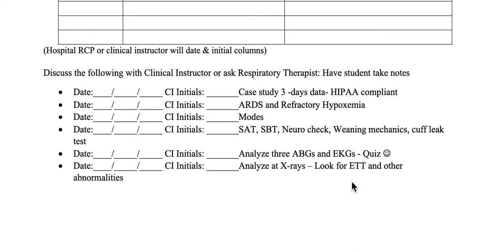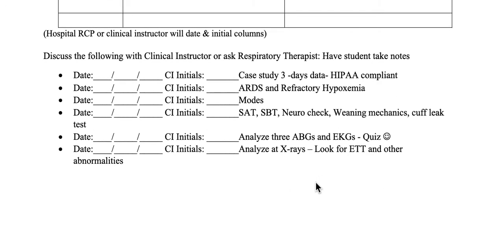Basic EKGs: AFib, A-flutter, VFib, VTach, normal sinus rhythm. PEAs are actually one of the bigger ones because they don't understand what that is. Go over that. And then finally, analyze x-rays. If there's nothing else to do, you can analyze. And you can initial these as you go. And I'll add a section here where the student also signs that I understood that I've done this with my clinical instructor.